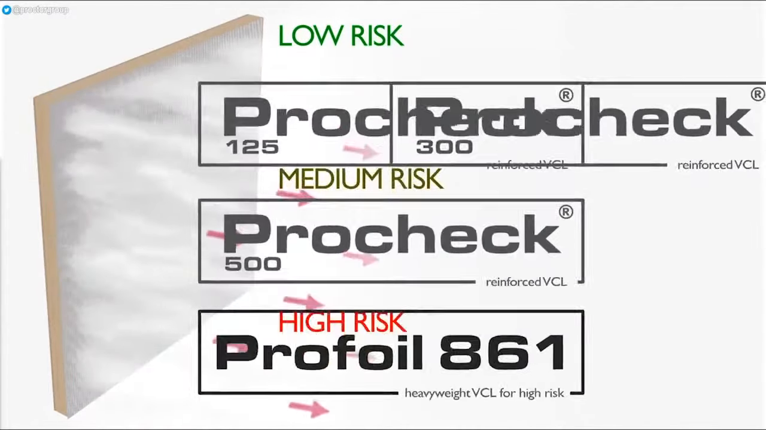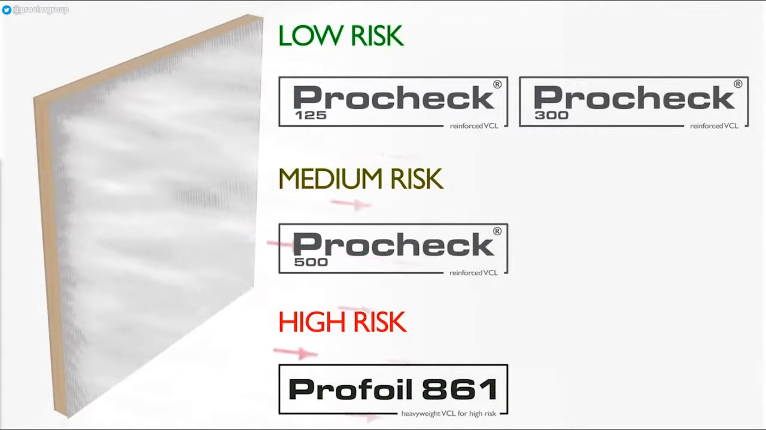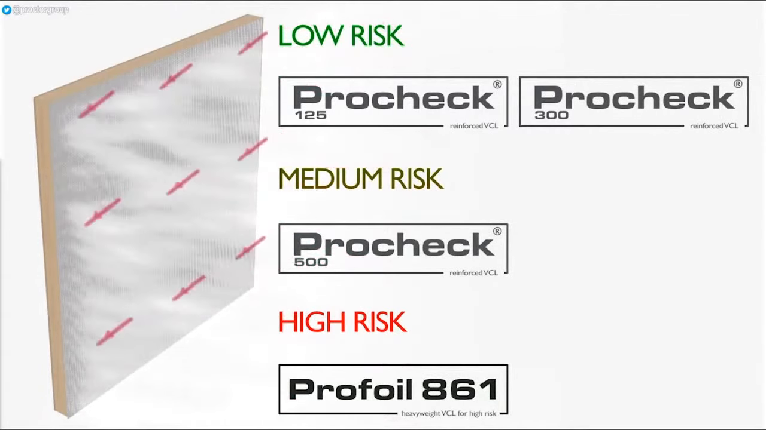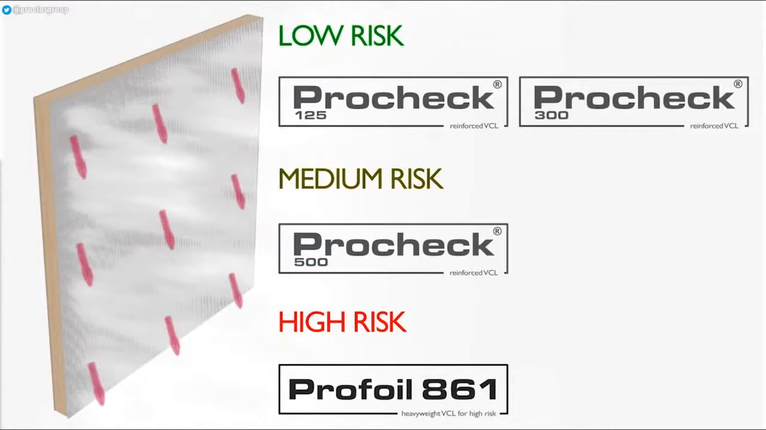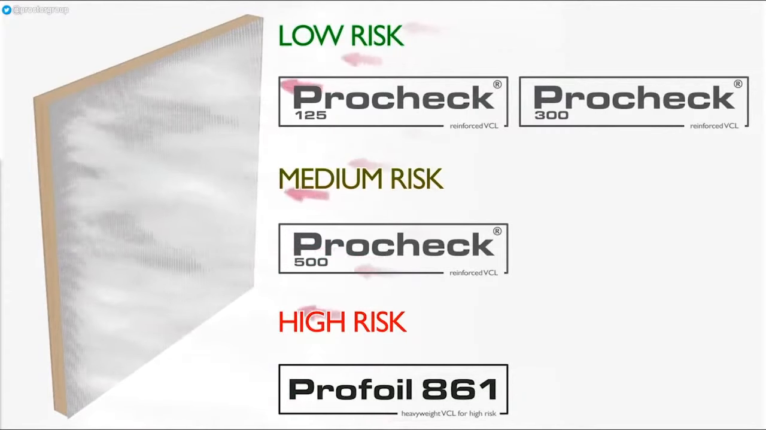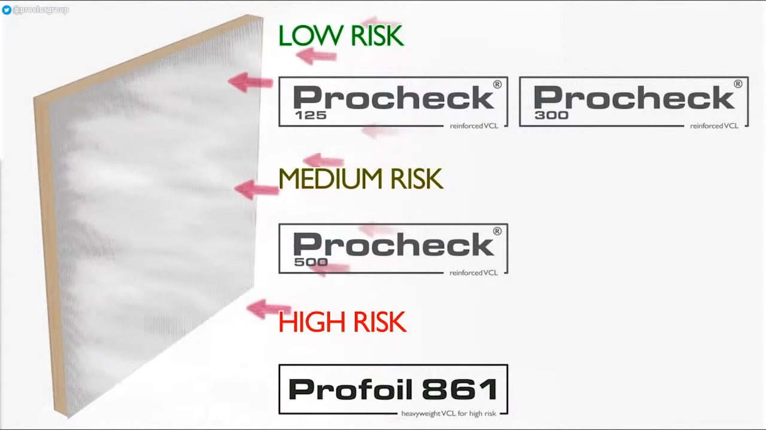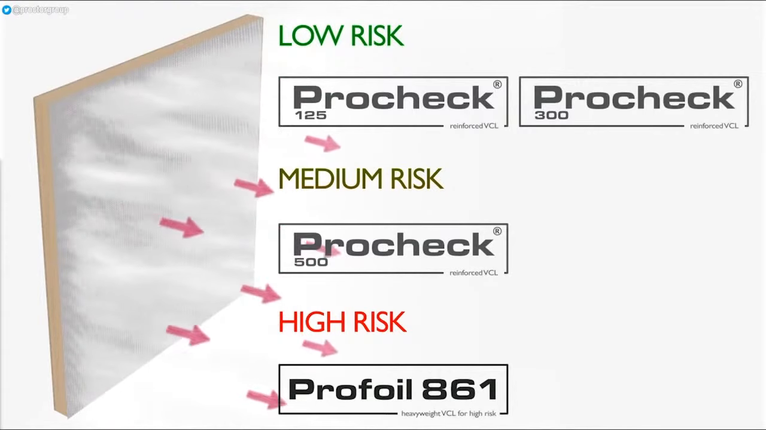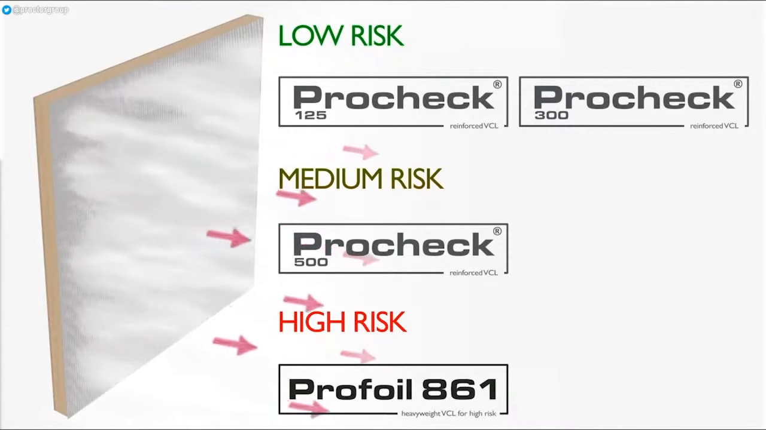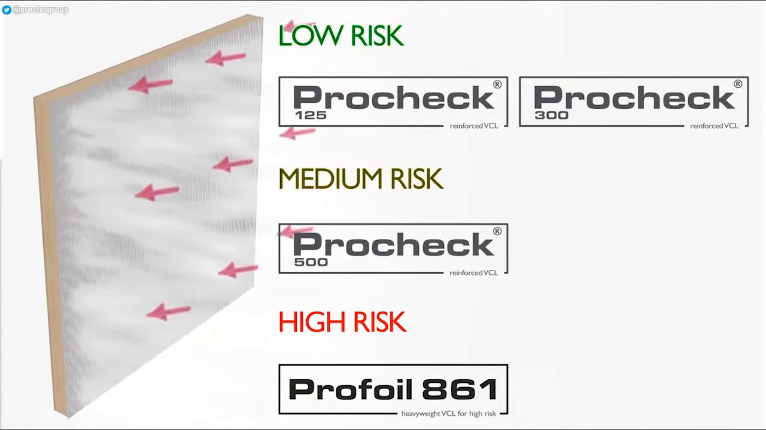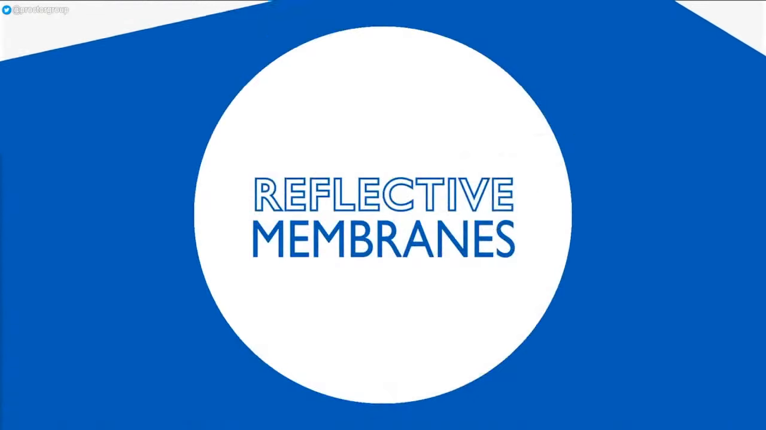We can supply a range of vapour control layers with performance characteristics to meet almost any project requirement. ProCheck 125 and 300 membranes provide lightweight, cost-effective performance for low-risk applications, while the heavier ProCheck 500 membrane covers the majority of medium-risk cases, where no special characteristics are required. For high-risk applications, the Profile 861 material uses an aluminium core to boost vapour resistance, while a durable polyethylene coating provides corrosion resistance for use in chlorine-heavy environments such as swimming pools. The upper surface is also coated blue to reduce glare when working on site.